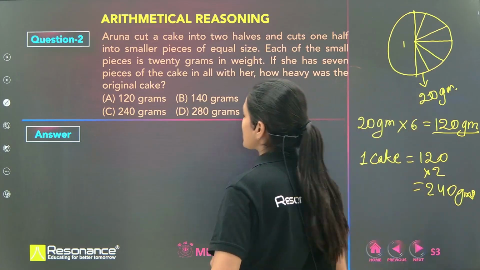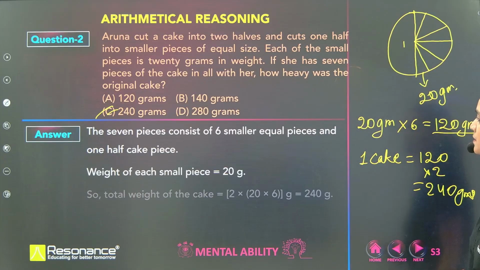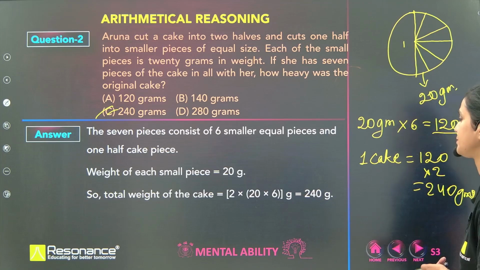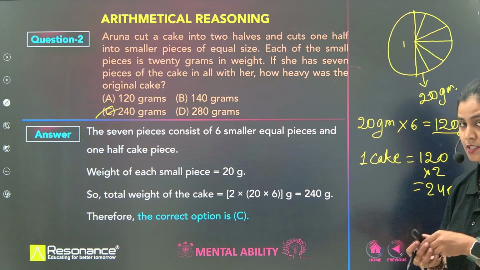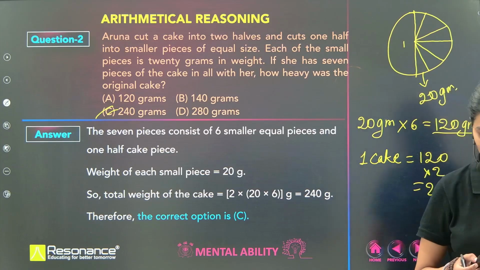So how much is the cake? 240 gram. Clear? So we have option C as the correct option. Now, moving on.